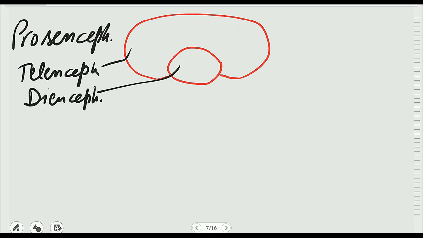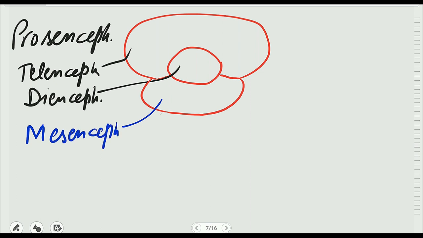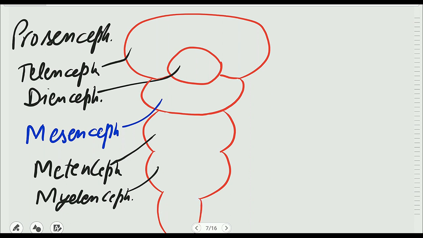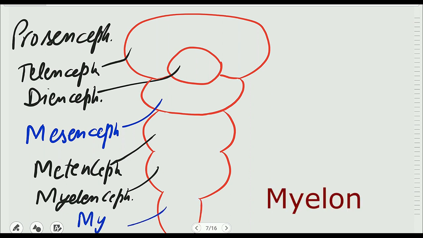This is the forebrain. After the forebrain, we will have the midbrain. This midbrain is known as the mesencephalon. After the midbrain, we have got the hindbrain that consists of pons and the medulla oblongata. Pons is known as the metencephalon, and medulla is known as the myelencephalon. After the medulla oblongata, we will have the spinal cord. The spinal cord also has got a special name, that is the myelon.